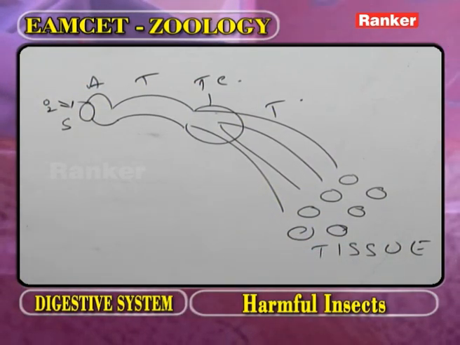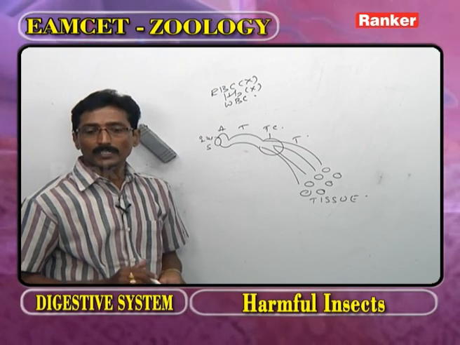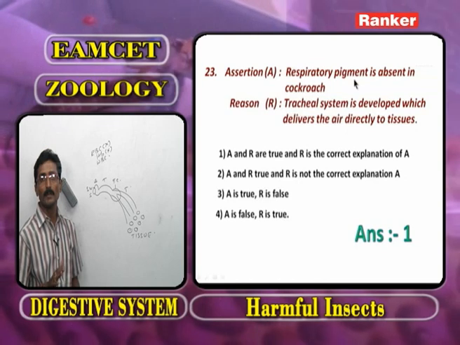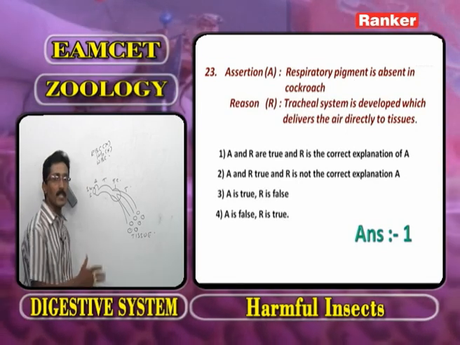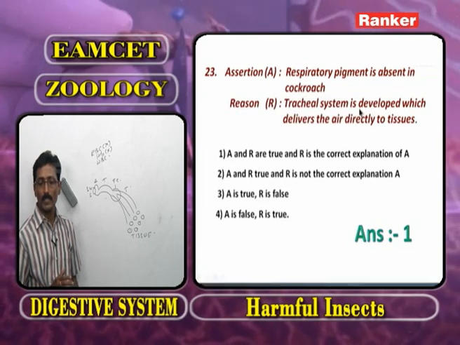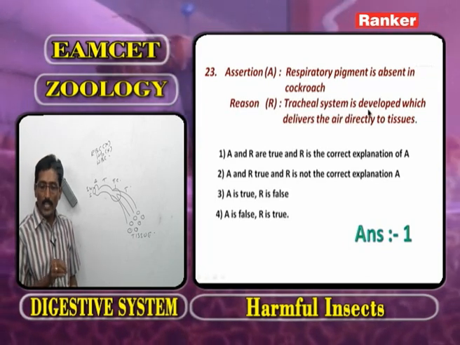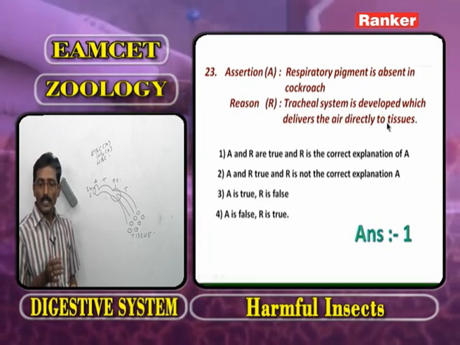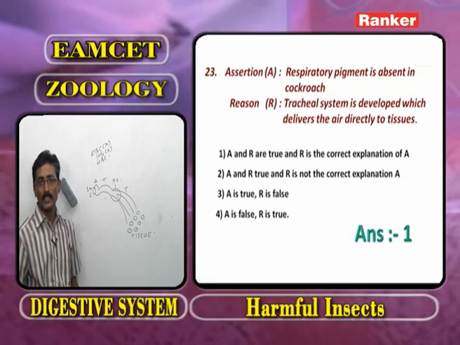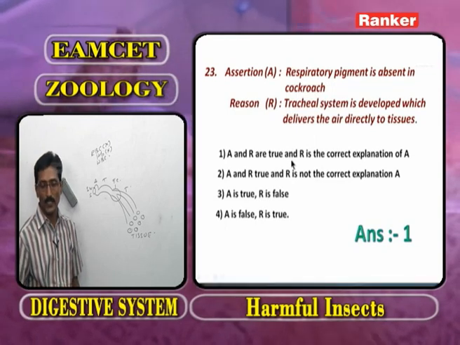Now, assertion: respiratory pigment in the body of cockroach is absent. It is 100% correct, because there is no RBC, no hemoglobin. Reason: tracheal system helps to deliver the air directly to the tissues. So both are correct and the reason explains the assertion. Now we go for the next question.